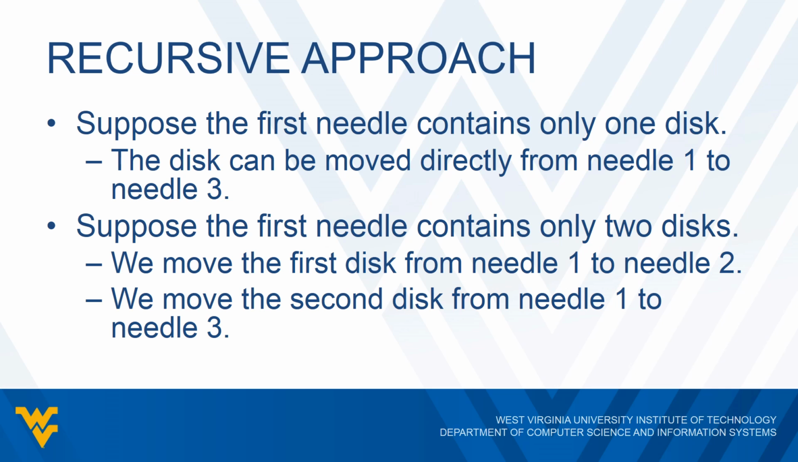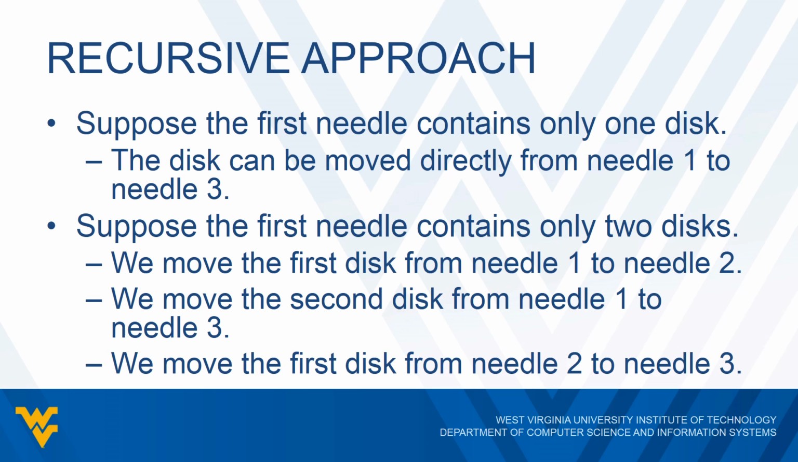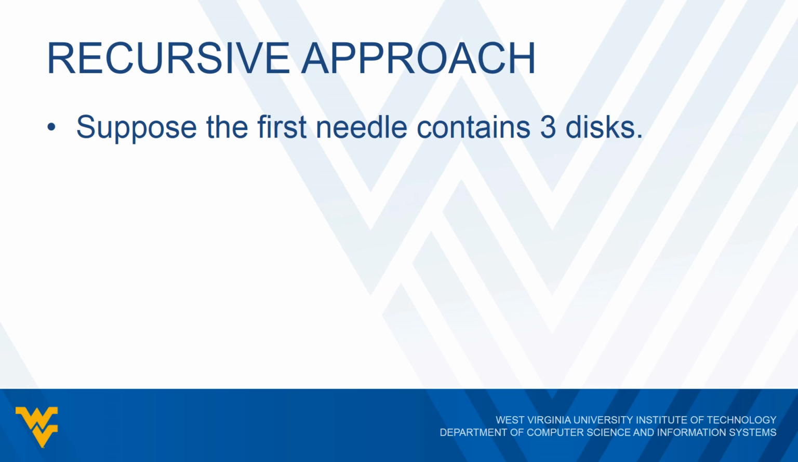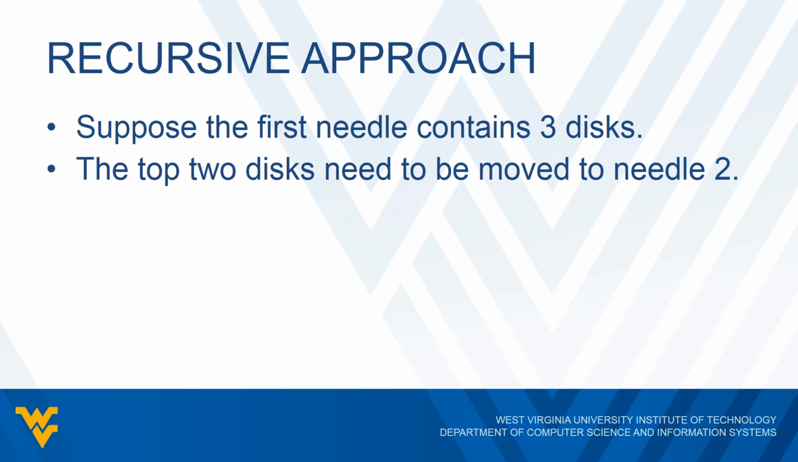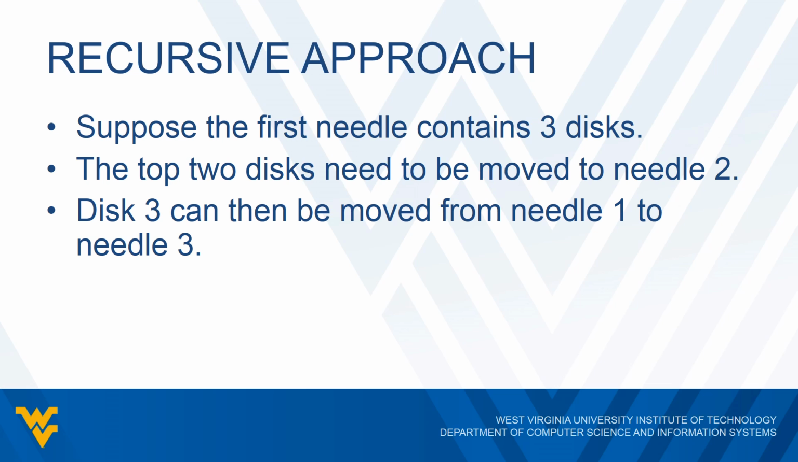Then we now have needle 1 being the case of only 1 disc. So we can move that second disc from needle 1 to needle 3. And then finally we can move that 1 disc from needle 2 and move it to needle 3. And then we would have successfully moved both discs from needle 1 to needle 3. All right, so what if we have 3 discs in needle 1? Well, these first 2 discs, the top 2 discs, they need to be moved to needle 2. And once we've done that, we won't worry about how we did that just yet, but let's just suppose we move both of those discs to needle 2 somehow. Then we can move disc 3 from needle 1 to needle 3.